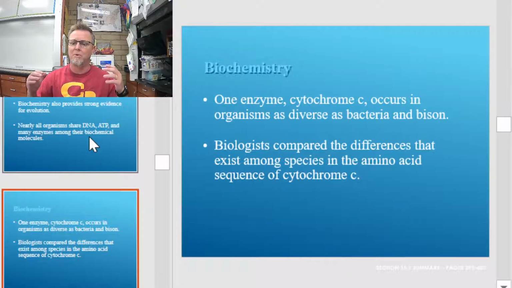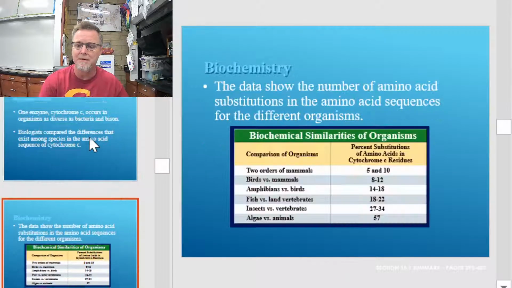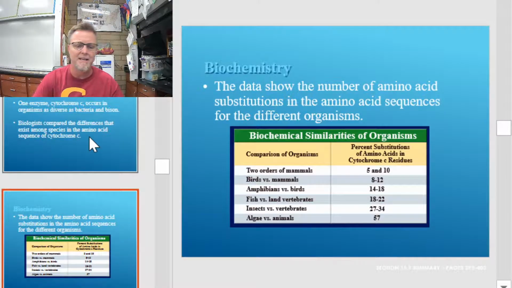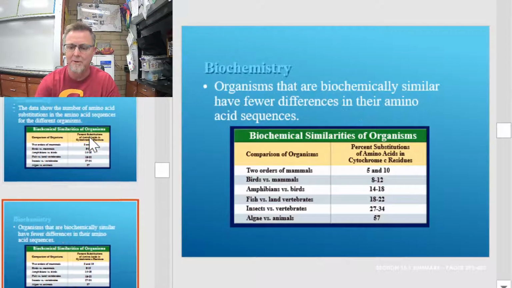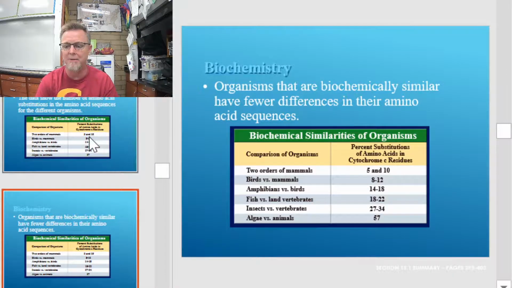Okay, so the more similarities that we see in things like cytochrome C and their DNA, the closer the relationship is thought to be. This data shows the number of amino acid substitutions in the amino acid sequences of different organisms. The fewer the substitutions, the more similar they are, and vice versa. And again, the more similar they are, the closer the perceived relationship. Organisms that are biochemically similar have fewer differences in their amino acid sequences and are thought to be related.